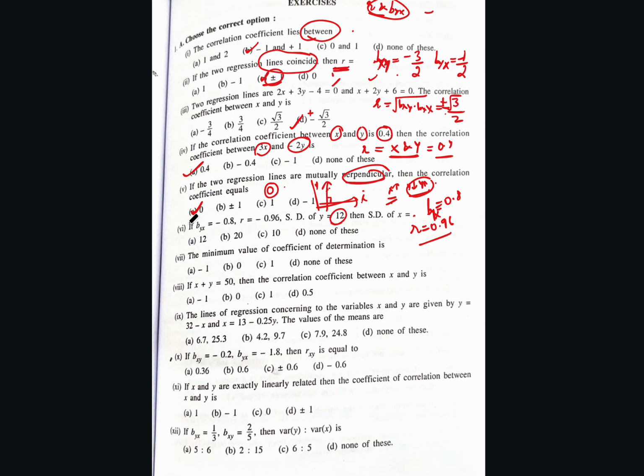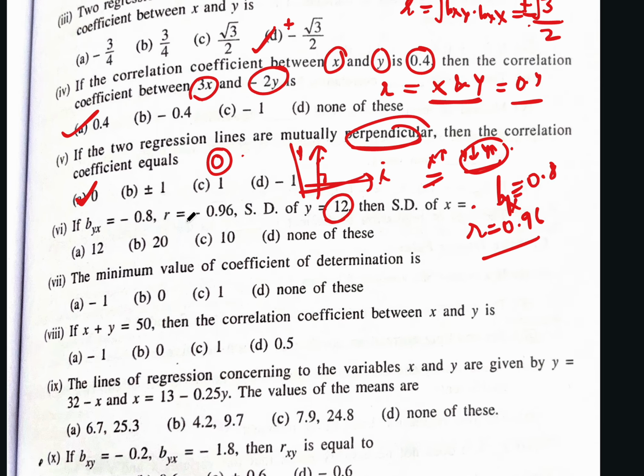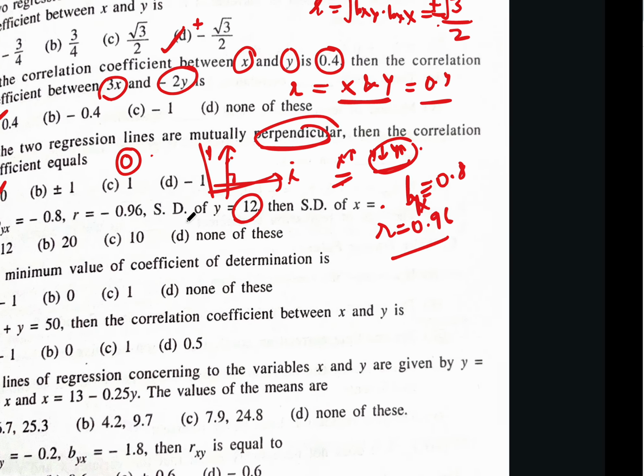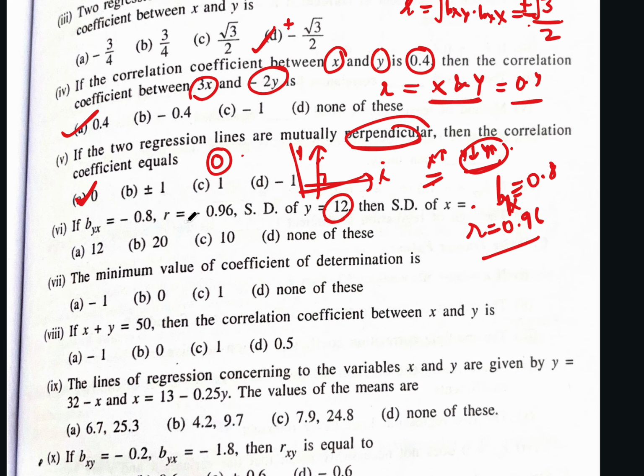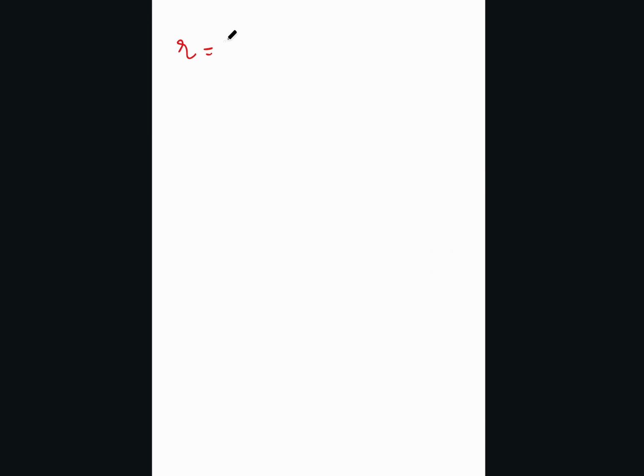Wait, the answer is still not there. Wait, the answer I don't have. Or is it? Correct. Let me see. It is correct. It's none of these. So the intention here is, what it is trying to say is, if B is equal to R, R is equal to summation xy whole square. Get it.